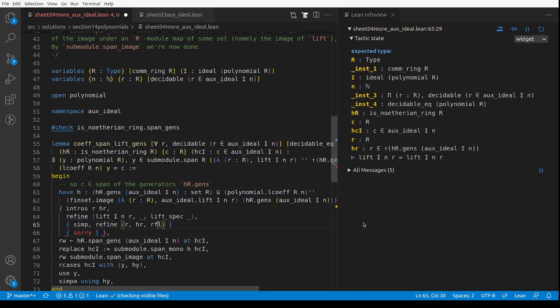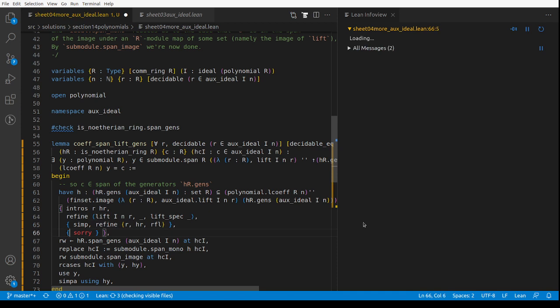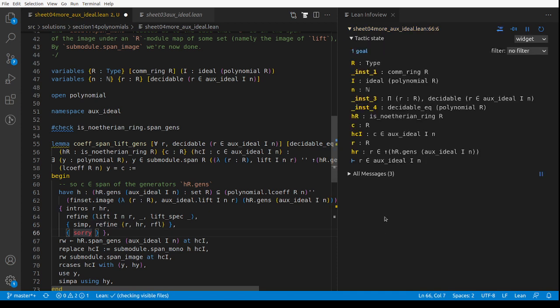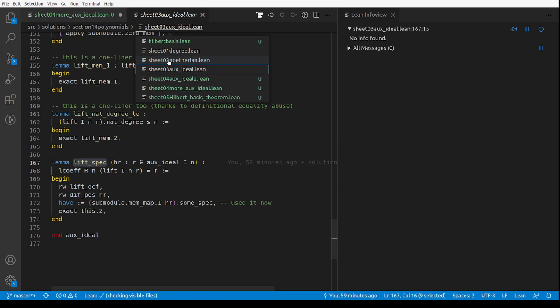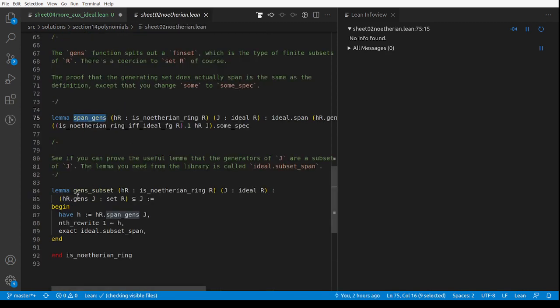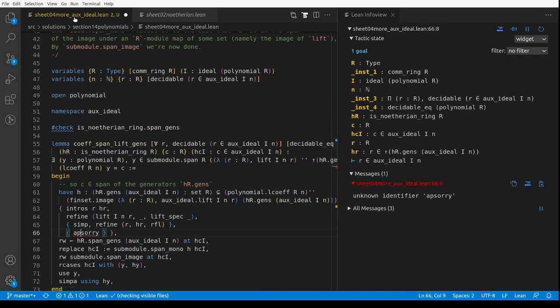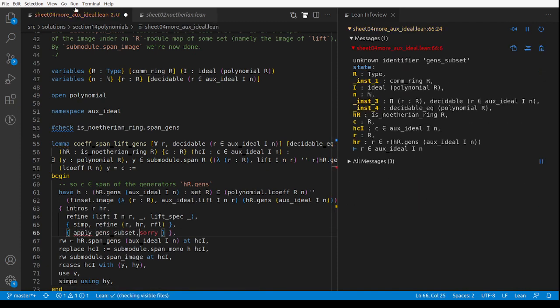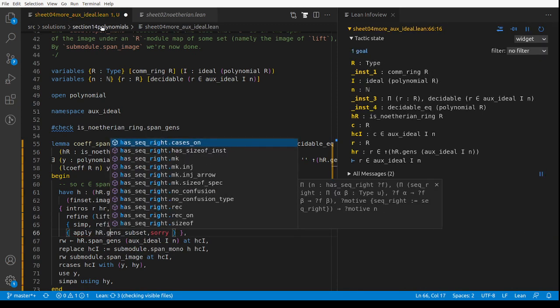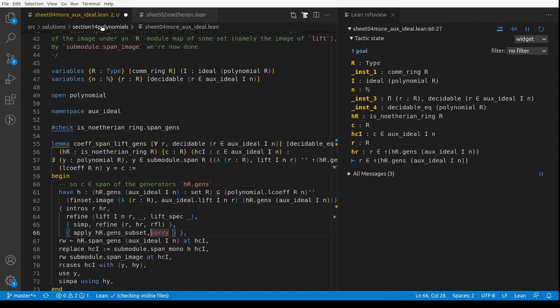I've lost a comma there, and I've just got one left, and this should be obvious. I'm in the generators of an ideal, and I've got to prove it's in the ideal. So did we do that in sheet 2? Yeah, gen subset. So let's apply gen subset. Never heard of it. Is Noetherian ring dot... we need Noetherian at this point. HR.gen subset. Let's try that.